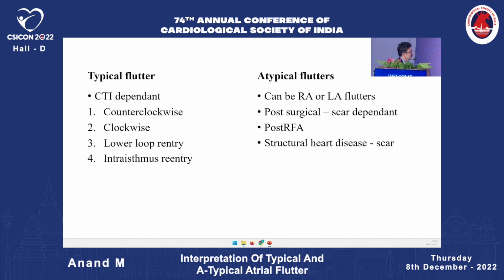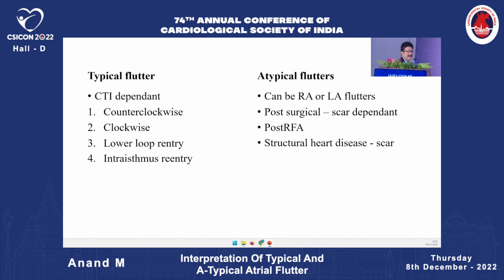In the ECG, the sawtooth pattern that is typically seen in counterclockwise flutter has a negative P wave in 2, 3, AVF. Just opposite of that is the positive wave, which is in the clockwise flutter. Lower loop re-entry and intra-isthmus re-entry ECG findings are not very typical. All others are called atypical flutters.